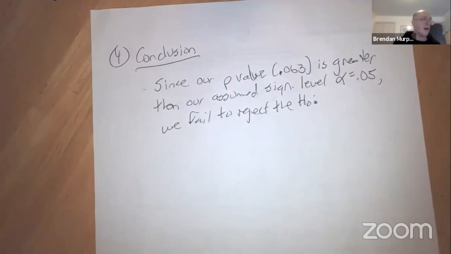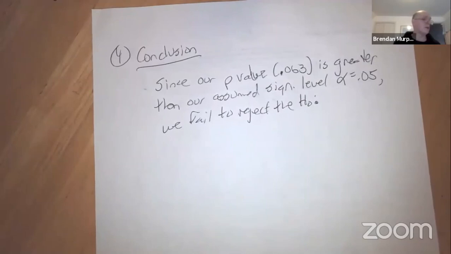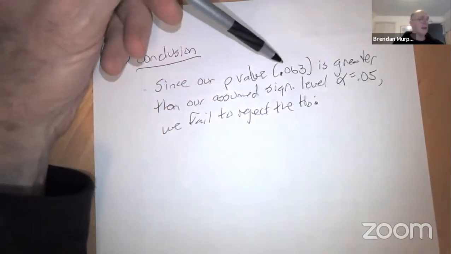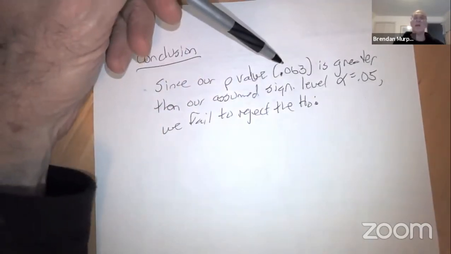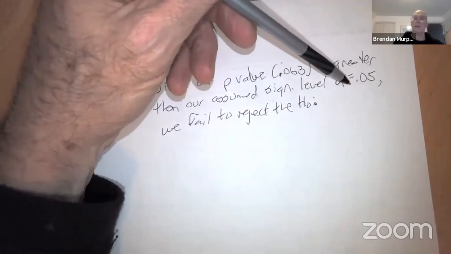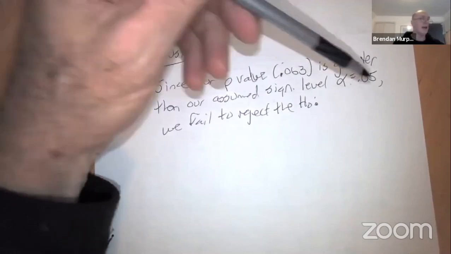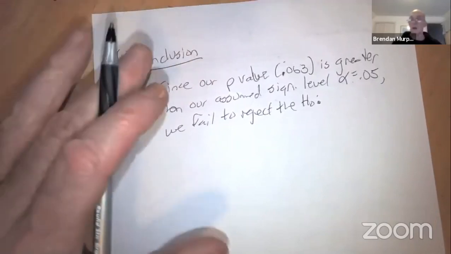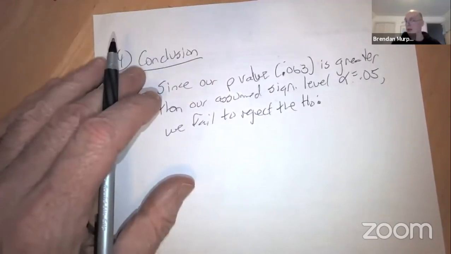Now, 0.05 is not the only significance level. We read tests where some students put 0.01, some students put 0.07. What we're really looking for is you making a conclusion based upon your probability and your assumed significance level. If your probability is greater than your alpha level, 0.05, you fail to reject. But I do not have any context yet.